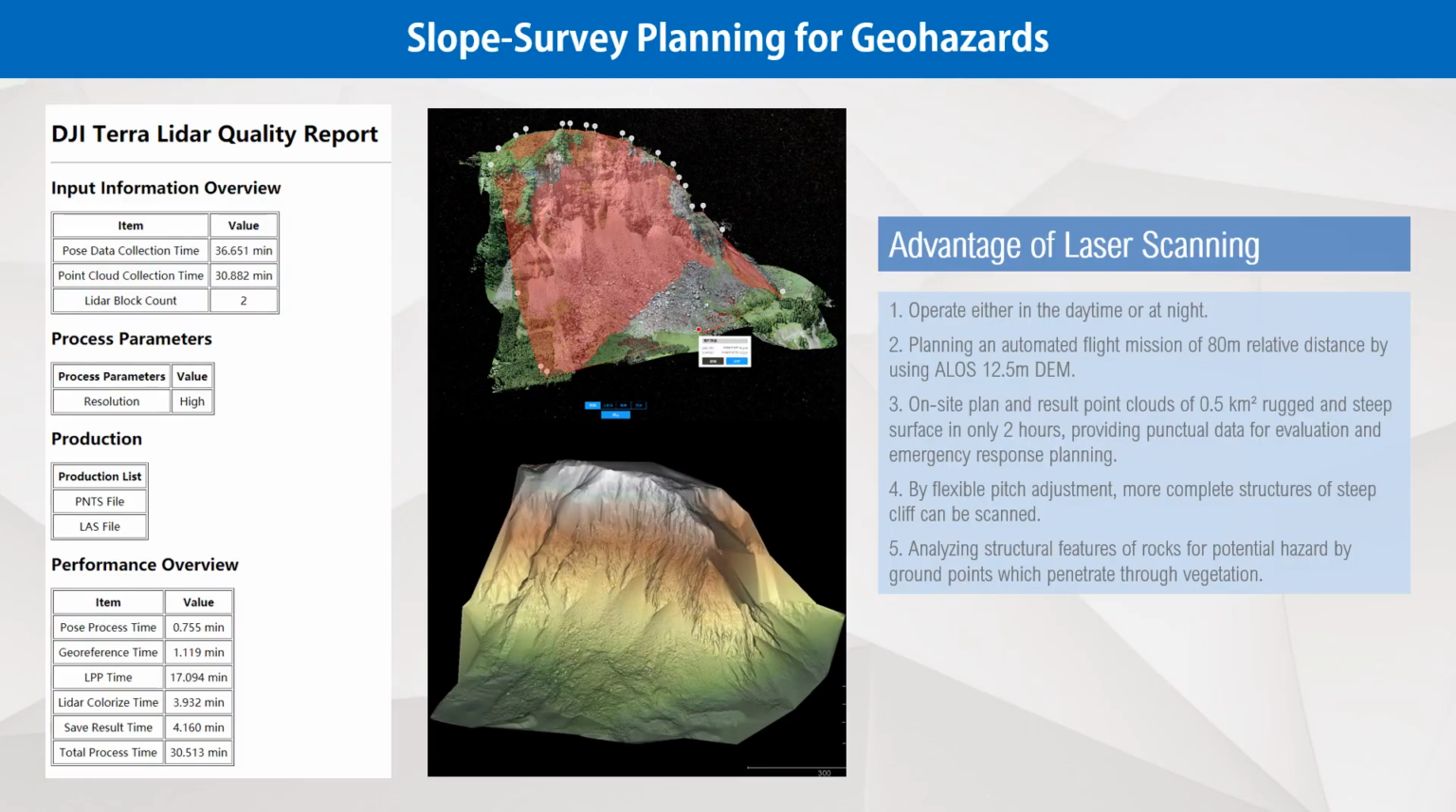Many geohazards occur at night, making it impossible for photogrammetry. In this scenario, laser scanning is the best choice. We can plan an autonomous flight mission with LSDM for a half square kilometer extremely steep mountain. It only takes 2 hours from flight planning to deliver point clouds, providing punctual data for evaluation and emergency use on-site.